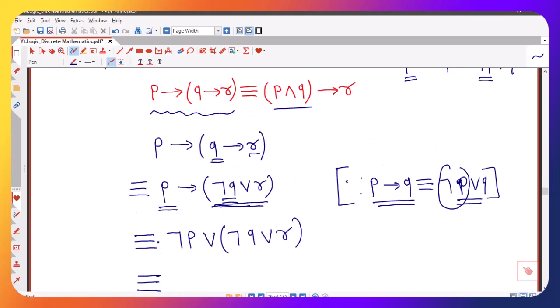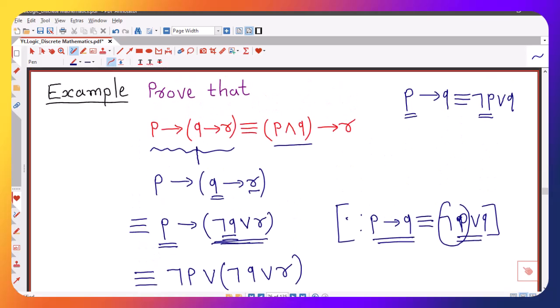And I will keep in mind that I want to prove that this is logically equivalent to this one. So here I require (P and Q) implies R. That means if you apply this law to this one, then you can see that this is logically equivalent to negation of (P and Q) or R.